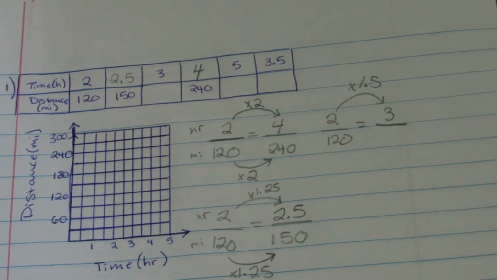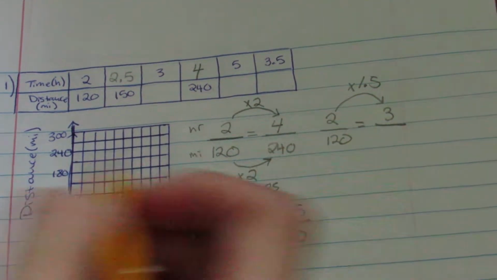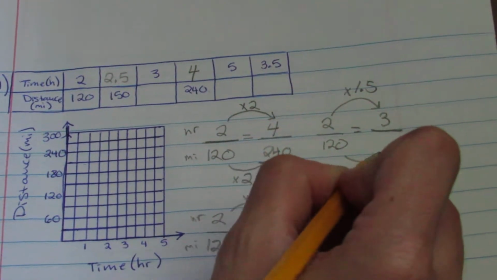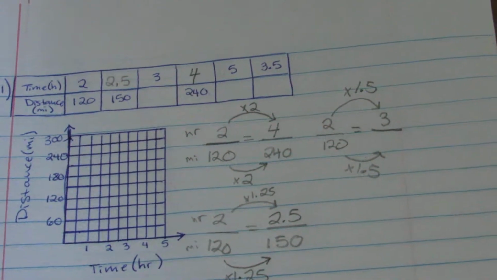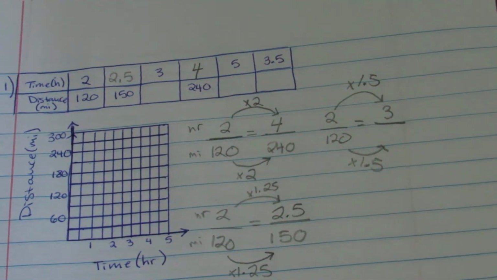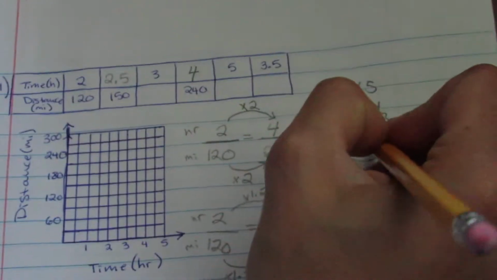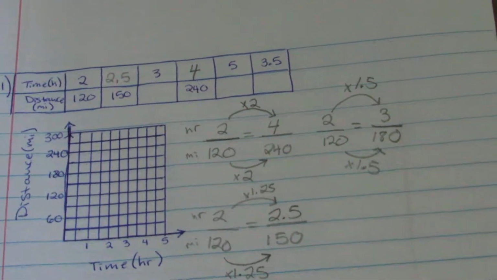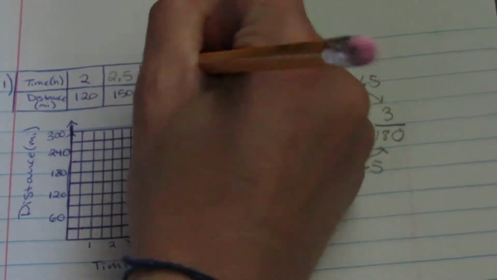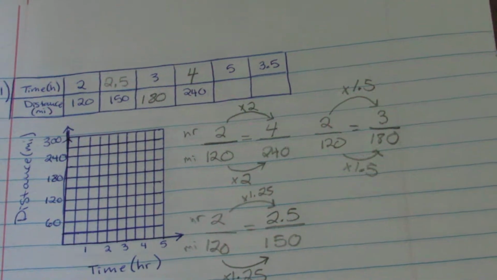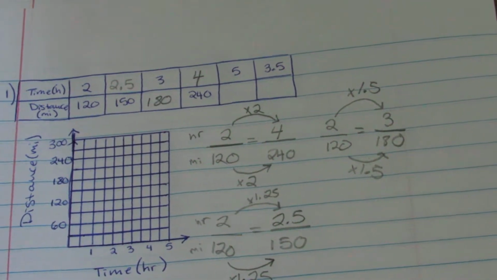Remember, whatever we do on the top or bottom, we have to do on the other side. So I need to multiply my denominator by the same thing. So 120 times 1.5 gives me what? If you said 180, you are correct. So put 180 as your denominator. And now where am I going to put 180 on my chart? Underneath 3. Very good. So that means in 3 hours, they will be able to drive 180 miles, okay?